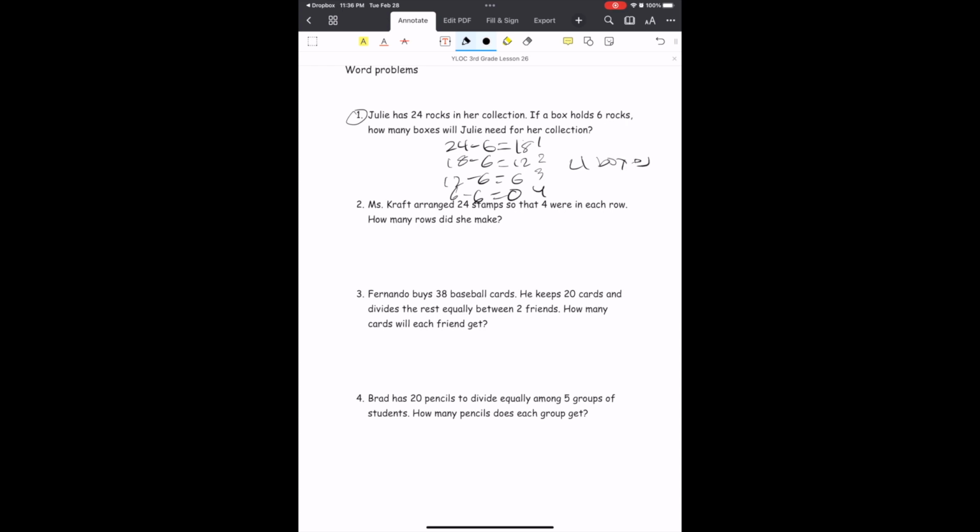And then we could do number 3. Fernando buys 38 baseball cards. He keeps 20 cards and divides the rest equally between 2 friends. How many cards will each friend get?